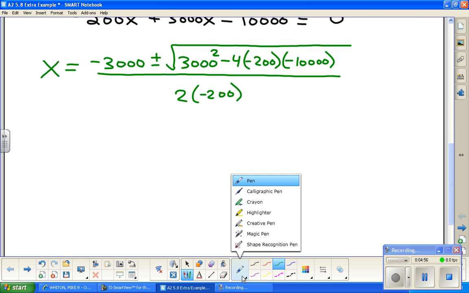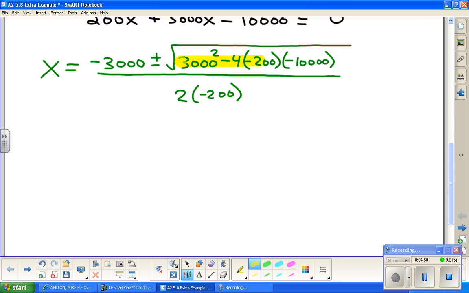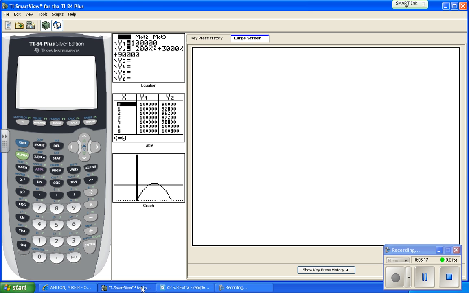Again, I always encourage you to do the discriminant first. Just find out what this number is, because there's no use in trying to do the whole problem if that number turns out to be negative. We know we're not going to get a real answer, so the guy would never make 100,000 profit. It wouldn't be possible. So let's see what it is. Okay, let's go to our calculator.